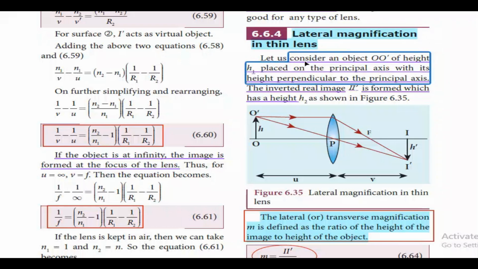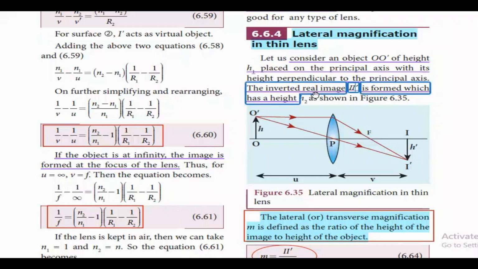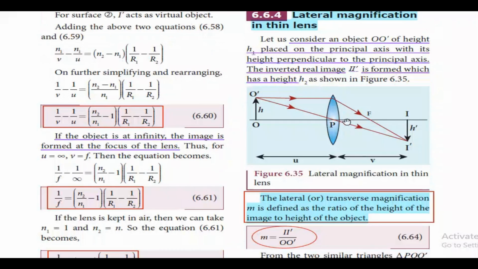For this, let us consider an object OO' of height h1 placed on the principal axis, with its height perpendicular to the principal axis. The inverted real image II' is formed, which has a height h2, as shown in this diagram.